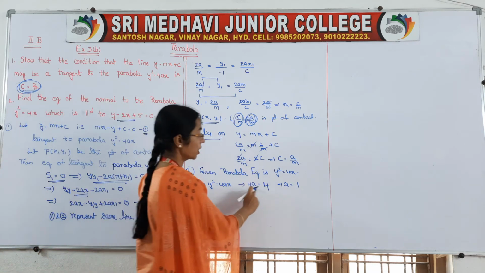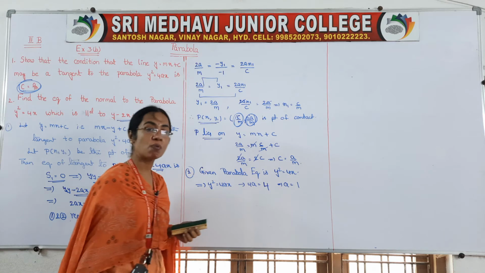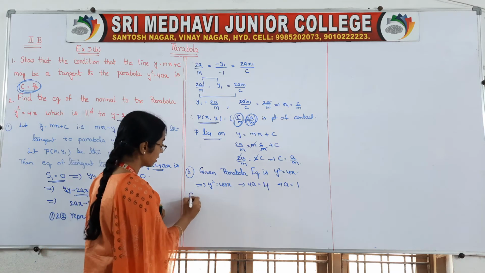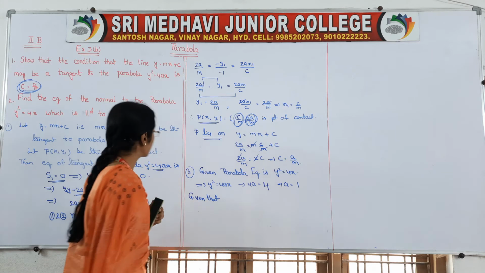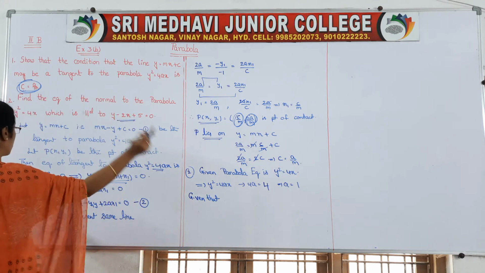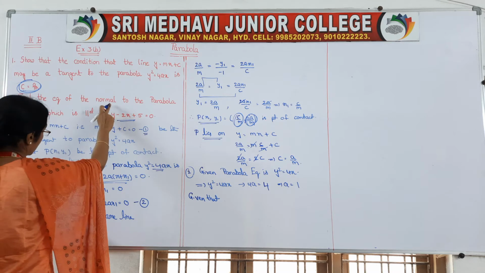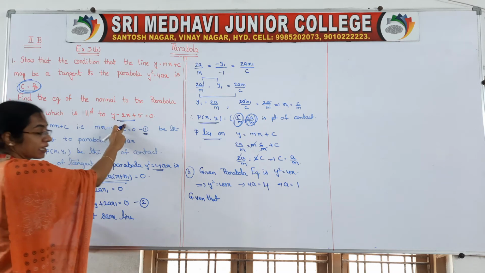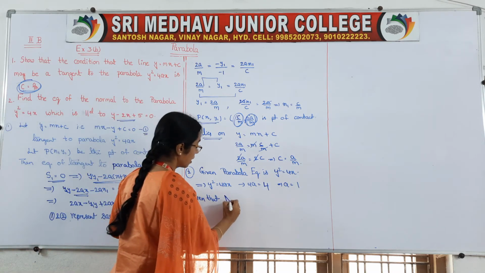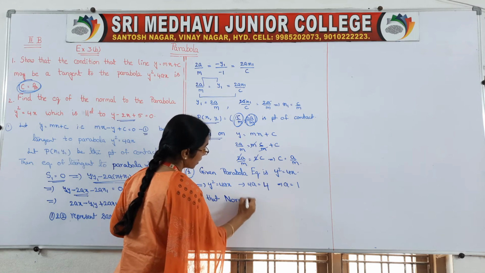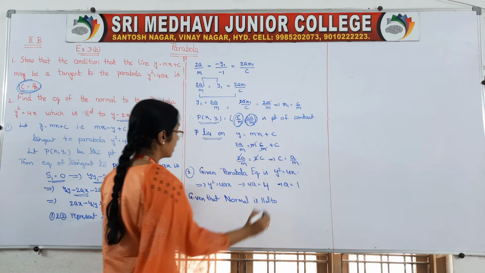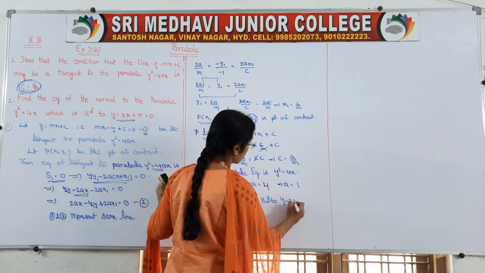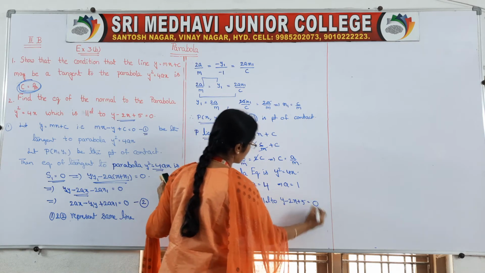Then 4a is equal to 4, so a is equal to 1. And one more thing is given to us: the normal is parallel to the line y minus 2x plus 5 is equal to 0.